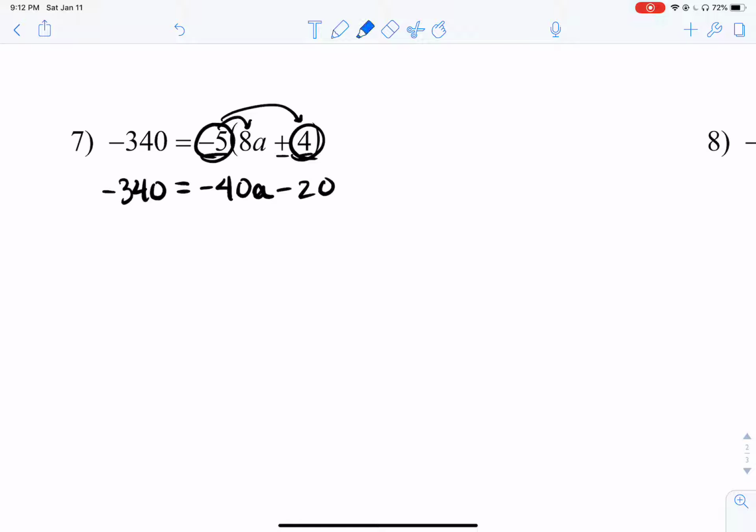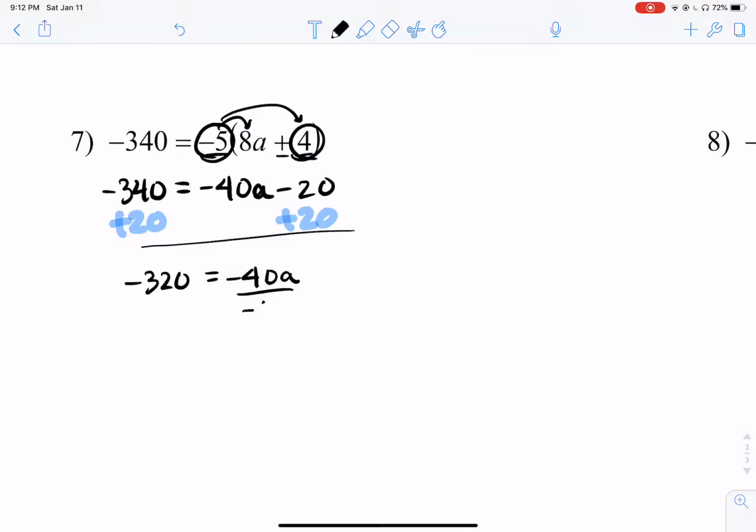Now, using inverse operation, we would first have to start by adding 20 to both sides. So negative 340 plus 20, that's equal to negative 320. We're going to then divide by negative 40, since we're multiplying a. And the value of a is equal to positive 8.